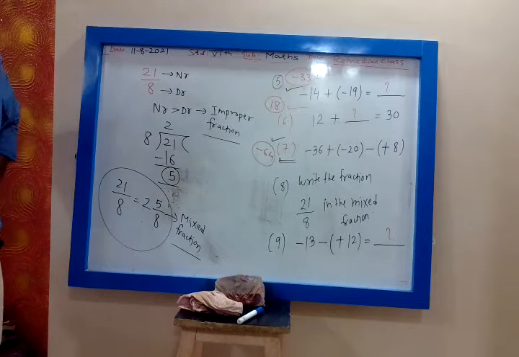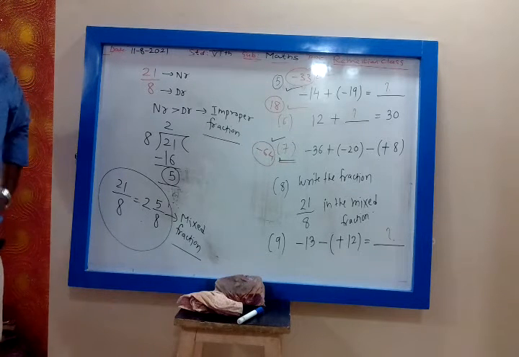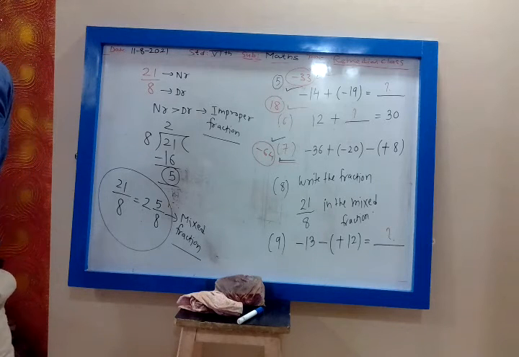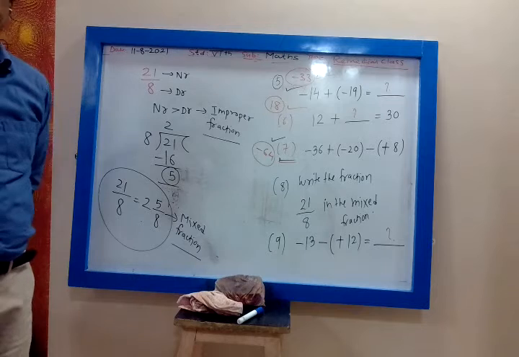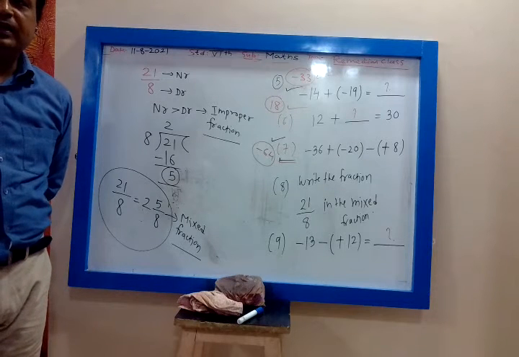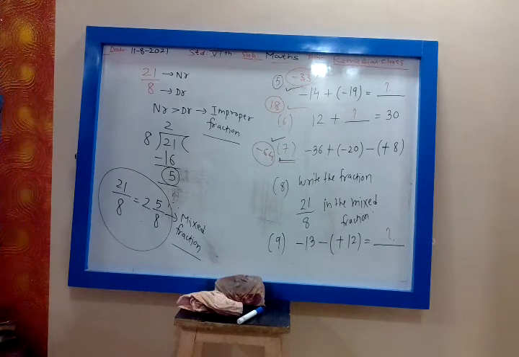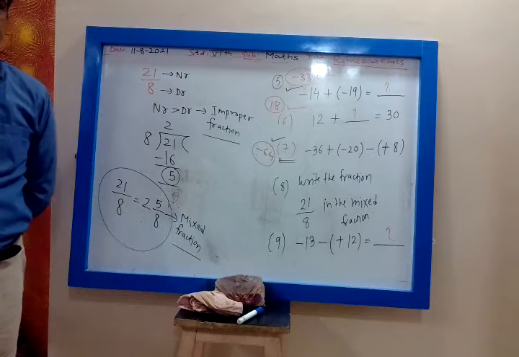So what is the answer, Parth Joshi? Kisan. 2 and 5 by 8. So the correct answer is 2 and 5 by 8. So let's do the ninth one.